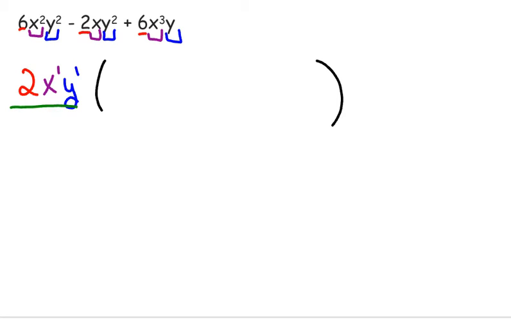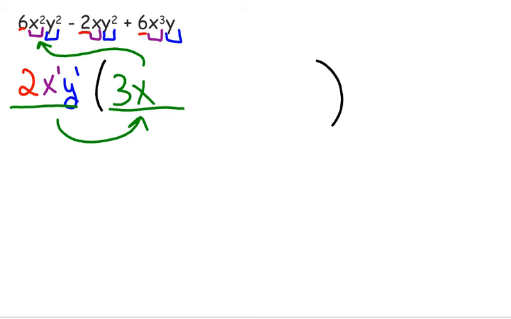And then it's the same process. 2x to the first, y to the first, times what? Right? So 2xy times what is going to give me the 6x squared y squared. Well, 2 times 3 gives me 6. X times x gives me x squared. Y times y gives me y squared. I'm writing my minus sign right there, and I'm repeating the process.